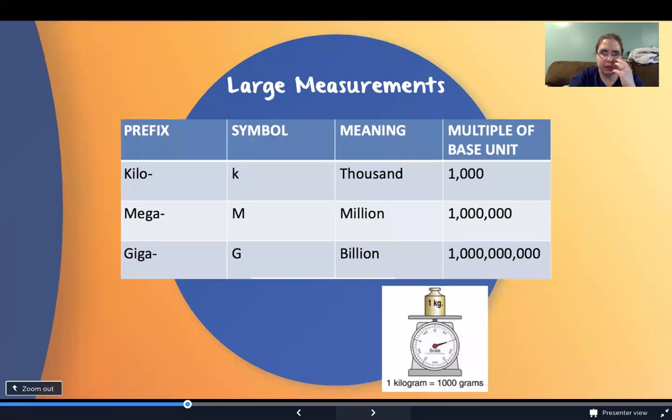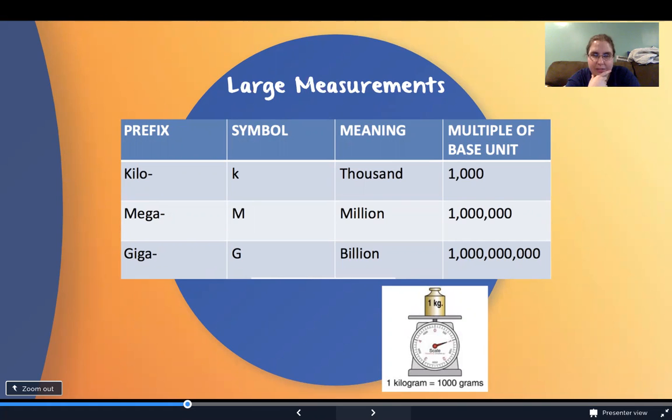Then we have some large ones. I gave just some of the more common large ones. There are other prefixes in between these, but these are 3 more common larger measurements. So kilo is 1,000 times bigger than the base unit. So a kilometer can hold 1,000 meters in it.